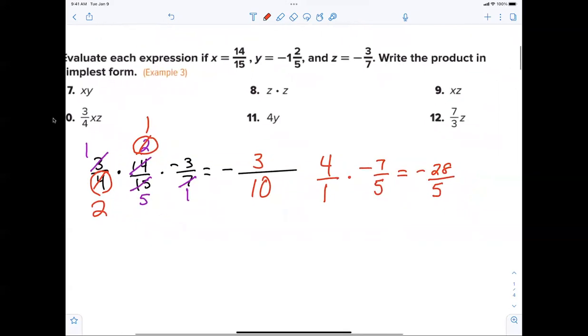Sydney, 12. Yeah, tell me what I'm times -3/7. -1/1, which is what?